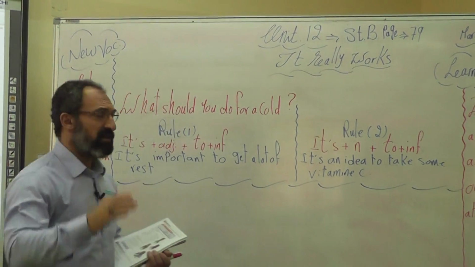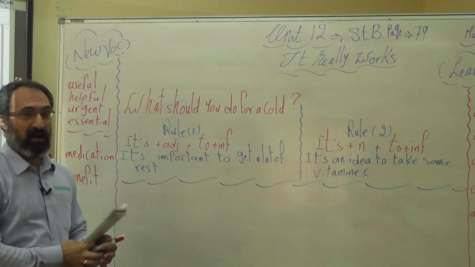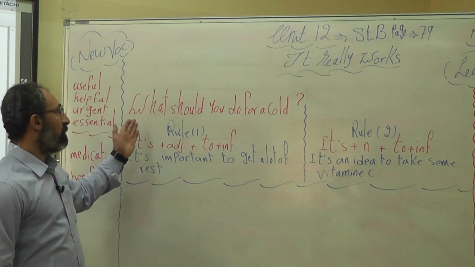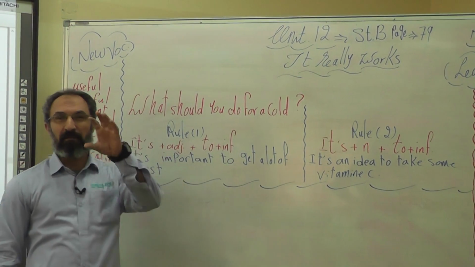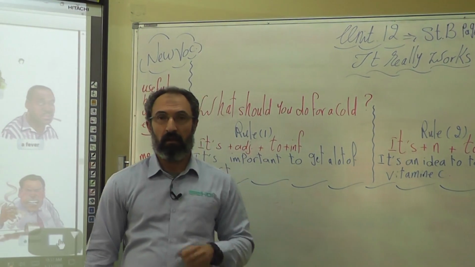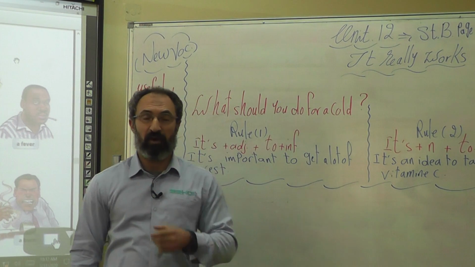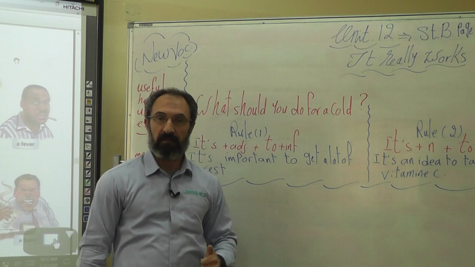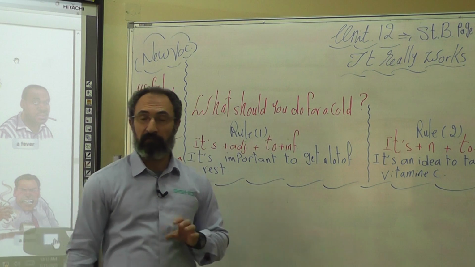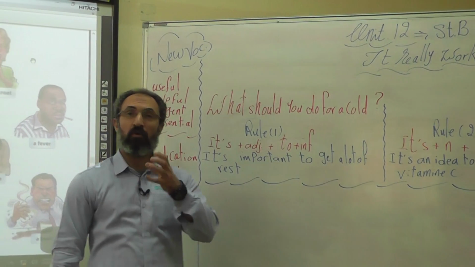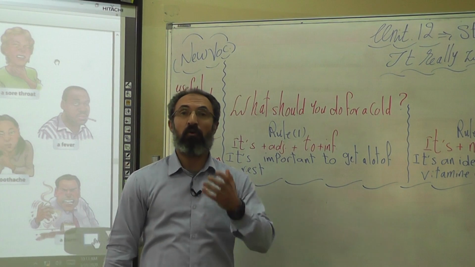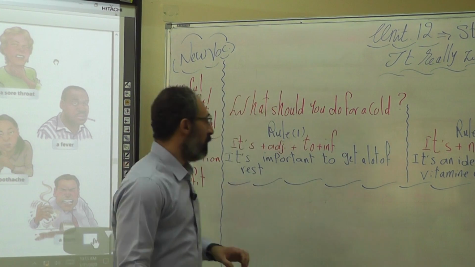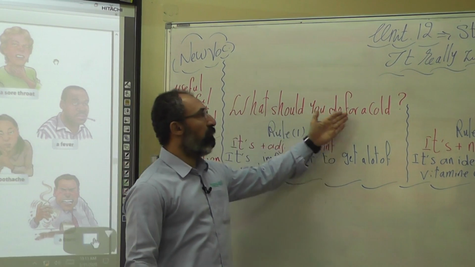Let's see first our main question that we are going to run our two grammatical rules on. It's, what should you do for a cold? So let's imagine that someone is suffering from a cold. Someone is coughing, someone is sneezing, and so on. Imagine that one of your colleagues or friends is suffering from a cold. How are you going to advise him? How are you going to suggest to him something to treat him? So what should you do for a cold?